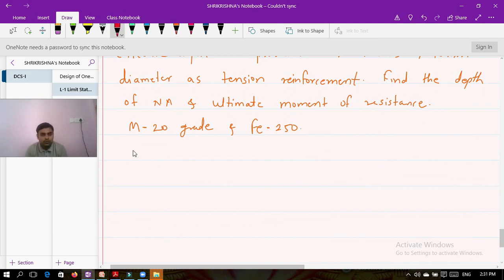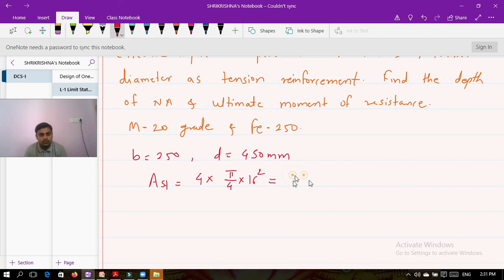So for this problem, b is 250. You solve the problem and you tell me the value of Xu. d is equal to 450 mm. Ast, the area of steel which you have calculated, is equal to 4 into pi by 4 into 16 square, which is equal to 804.24 mm square.